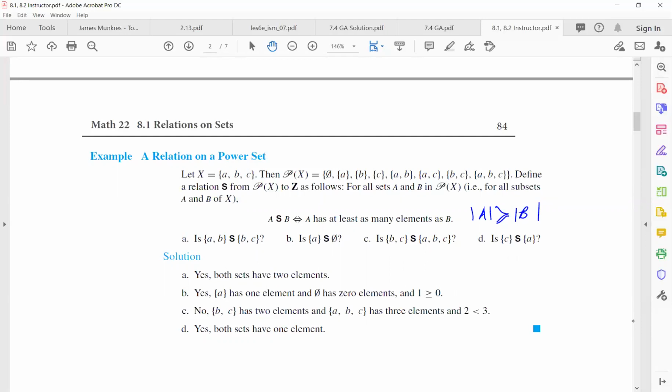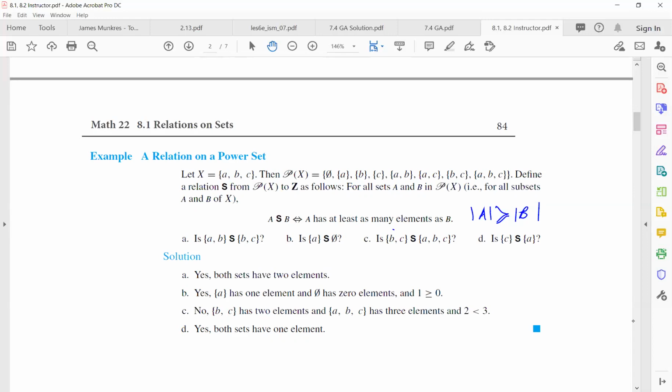Okay, the question says, is subset {a, b} related with subset {b, c}? Is subset {a} in relation with the empty set? Is a subset including b and c in relation with the subset including a, b, c, or just X itself? D, is the set including just one element, c, in relation with the subset including just one element, a?